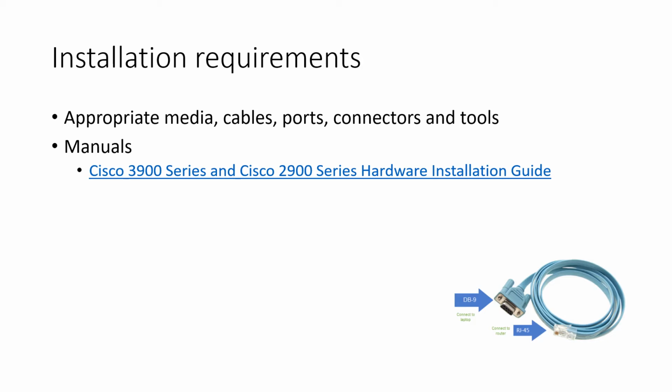So installation required. Okay, so requirements for installation. Appropriate media, cables, ports, connectors, and tools are required, and manuals. There is a hyperlink for the Cisco installation guide. You can have a read through, and also this is one of the kinds of cable that you use, the DB9 and RJ45. One side will go into the router, the RJ45, and you have a DB9. This will go into your laptop for your configuration.